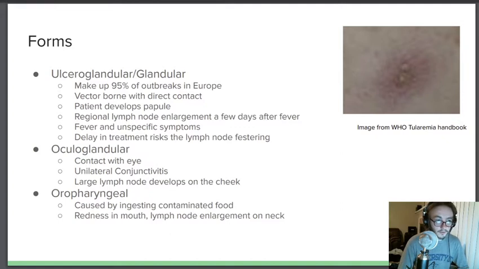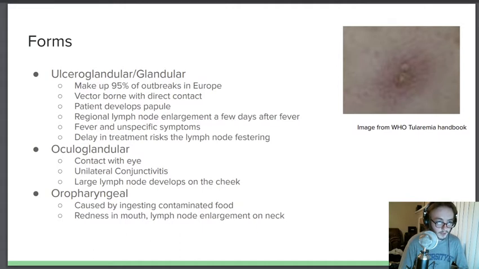There are a number of different forms of tularemia based on how the bacteria entered the body. Ulceroglandular or glandular tularemia makes up about 95% of outbreaks that occur in Europe. This is tularemia caused by vector contact, so a mosquito or tick that has fed on an infected animal then feeds off of a human, and thus transmits the bacteria to the human.